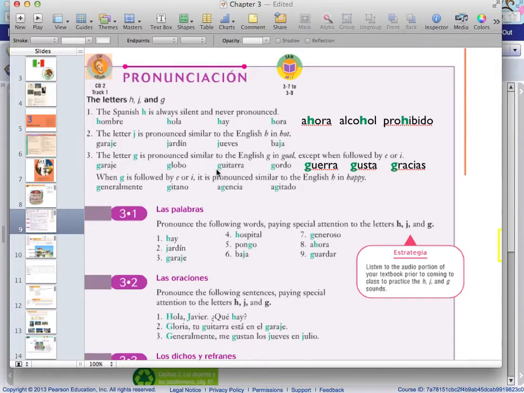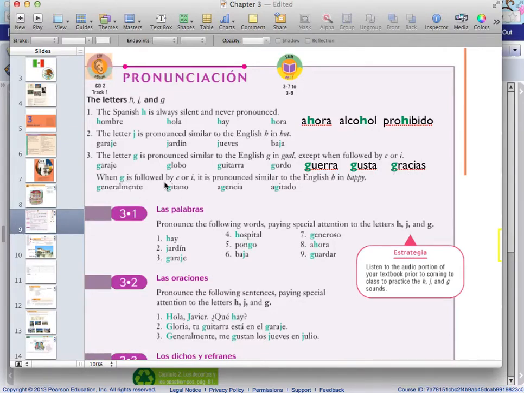Okay, so you're going to say guitarra and guerra. Only when it's G-U-I and G-U-E. But this is all the sound G. Garaje, globo, guitarra, gordo, guerra, gusta, gracias. It can also be in the middle of the word, okay, not always in the beginning.